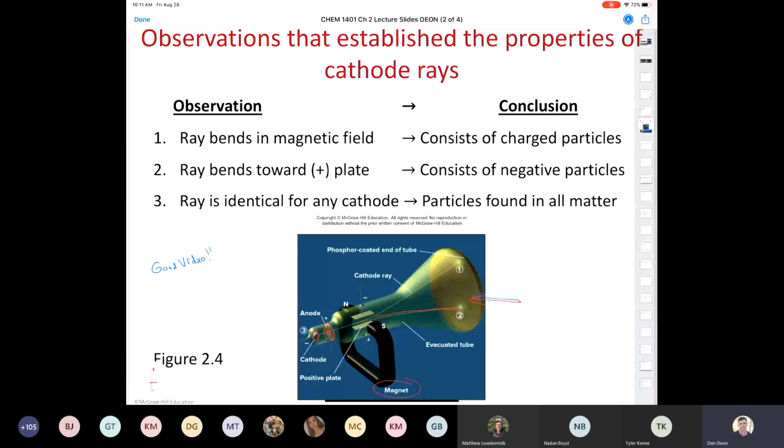Number two, he decided to expose it to an electric field. He has a positive and a negative terminal, and he noticed the beam was deflected away from the negative end. We know that opposites attract and like charges repel, so not only could he conclude that he had charged particles, but that they were negatively charged. Also, he swapped out the metals used and always got the same cathode ray, so he determined that these particles were present in all matter.